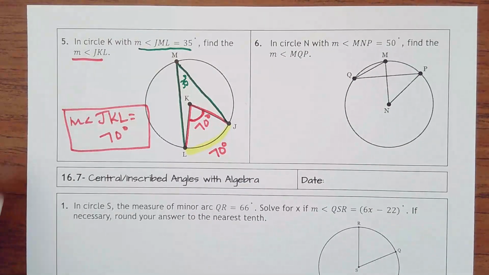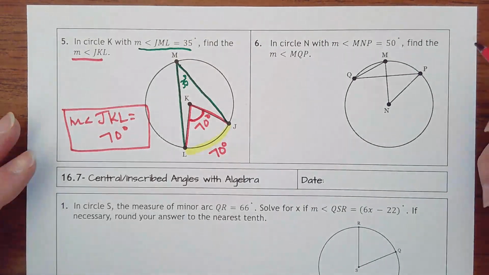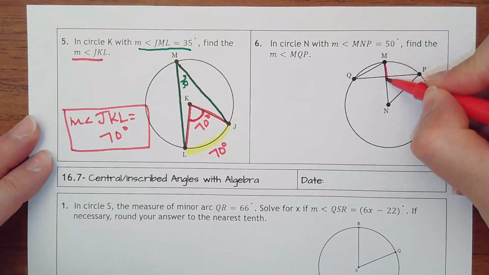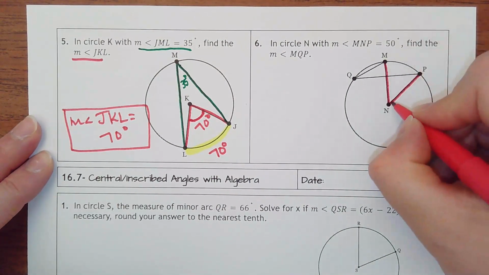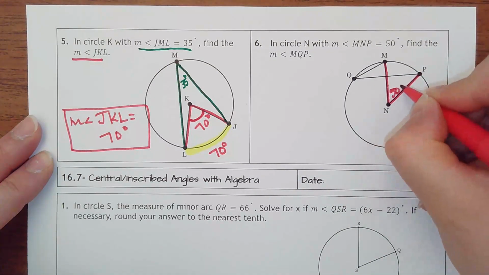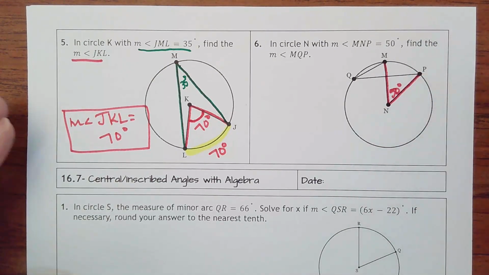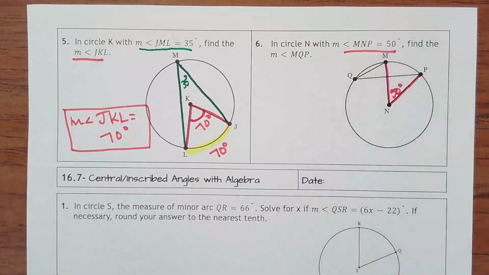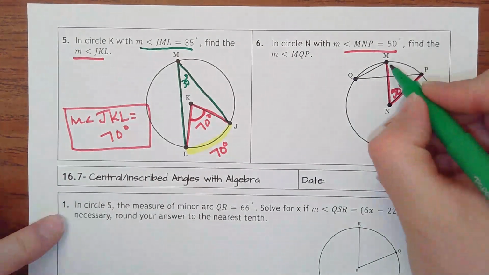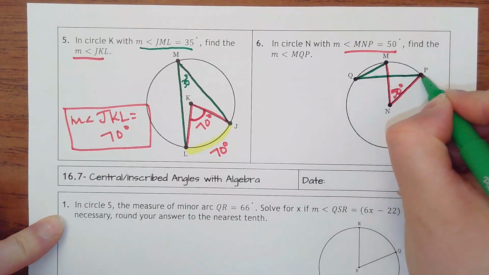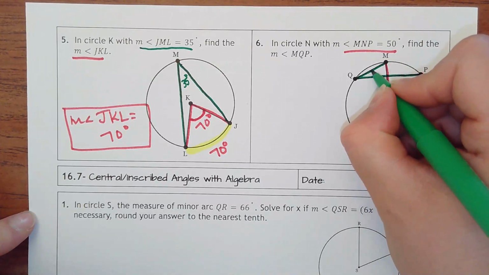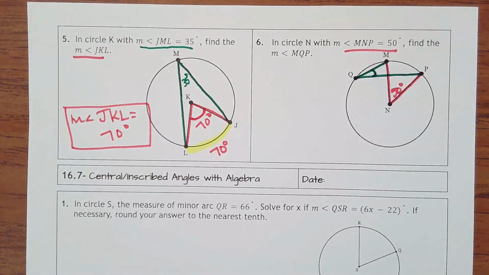And the last one, in circle N, with the measure of angle MNP. So that's creating a central angle. Kind of have to ignore everything else. Find the measure of angle MQP. M to Q to P is what I'm trying to find. See how they both share the same, they call it an intercepted arc.